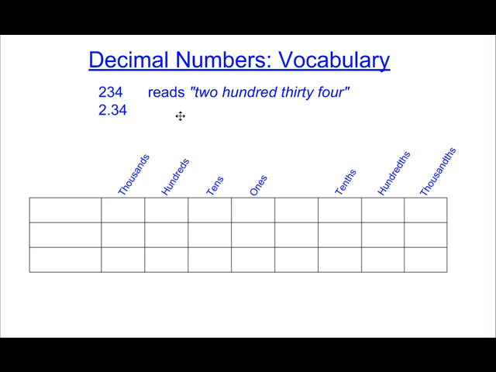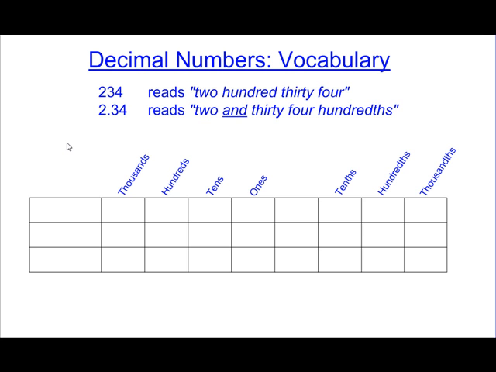Take a look at the second example, and again, I invite you to read this number out loud. The correct way to read this number is 2 and 34 hundredths. You may have said 2.34, 2.34, and so on. However, it's important to know that "and" denotes the decimal. So when you see a decimal number, read the decimal as "and."